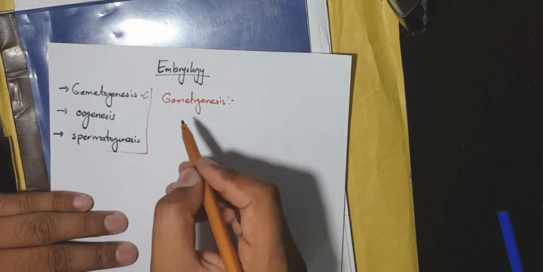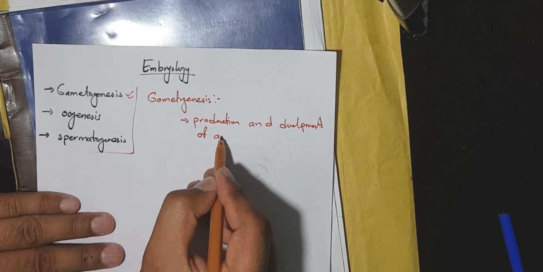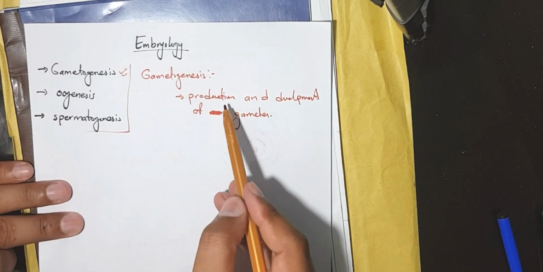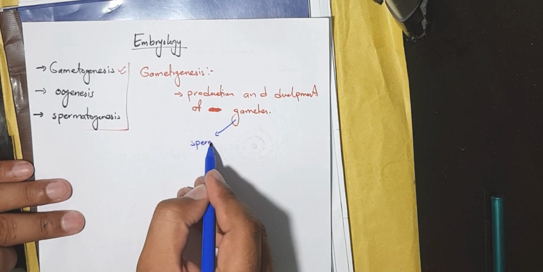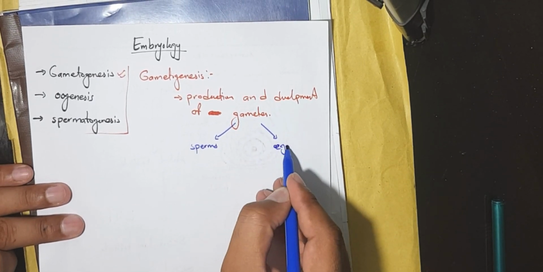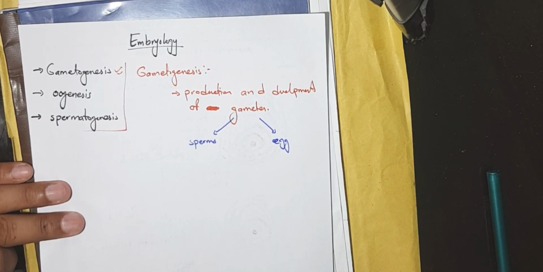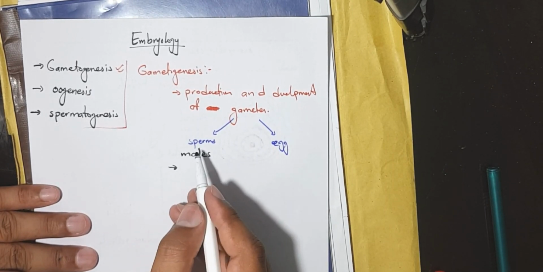Okay, starting from gametogenesis. What is gametogenesis? How will you define it? Gametogenesis is actually the production, development, and maturation of the gametes. And as you know, gametes are of two types. The ones present in males are known as sperms, and the ones in females are known as eggs.